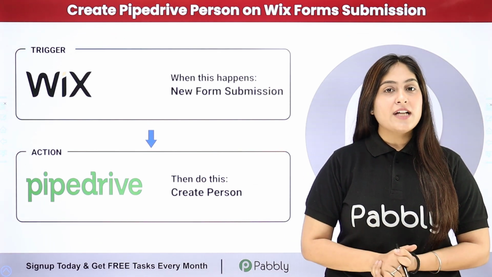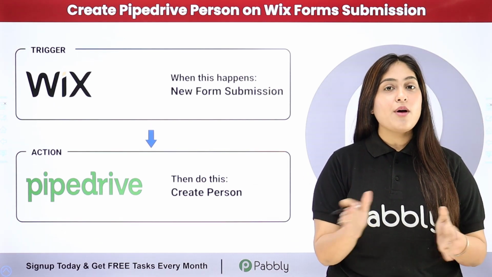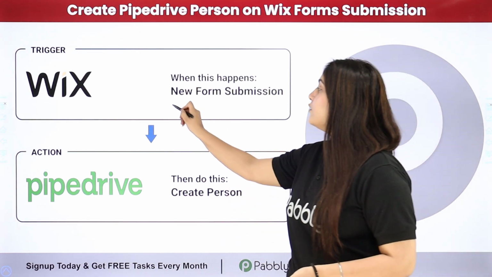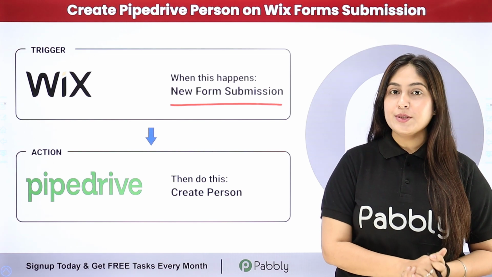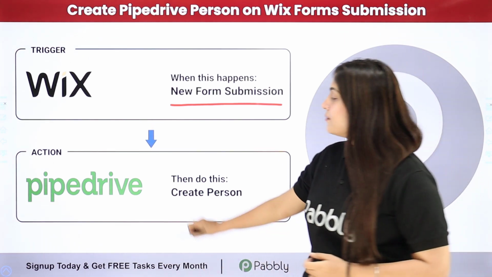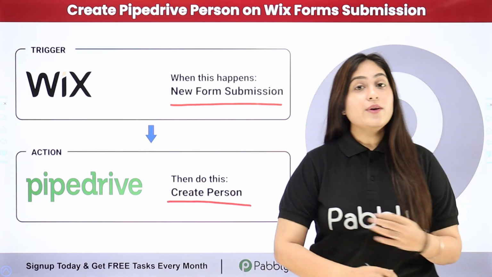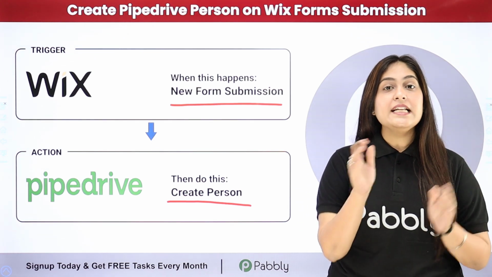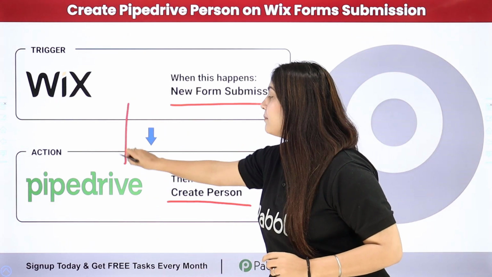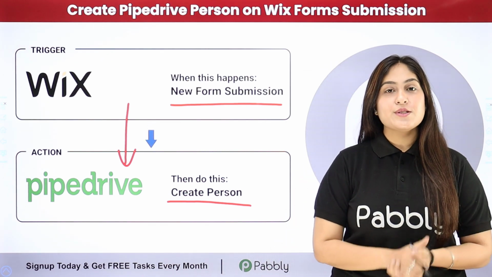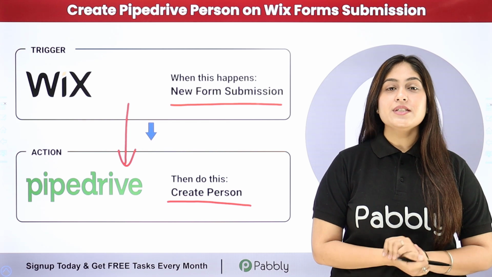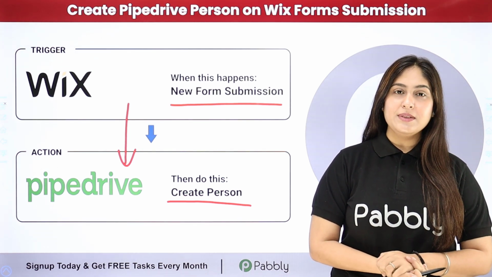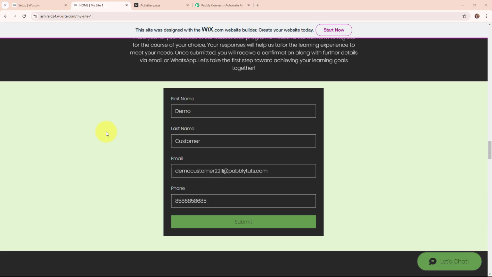So I have created a contact form using Wix Forms, and here my objective is that whenever I receive a new form submission, then automatically the person who has made the form submission should be created as a new person in my Pipedrive account. So now to automate the entire process, I need to connect my Wix Forms with my Pipedrive account using an automation software named Pabbly Connect. So to see the working of this automation and to learn this process step by step, let me take you to my screen. Welcome to my screen.